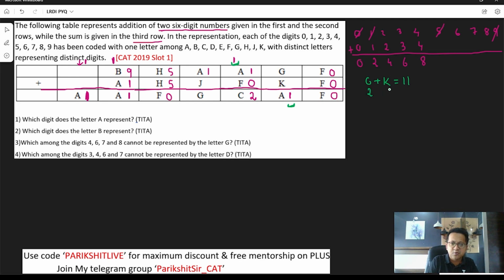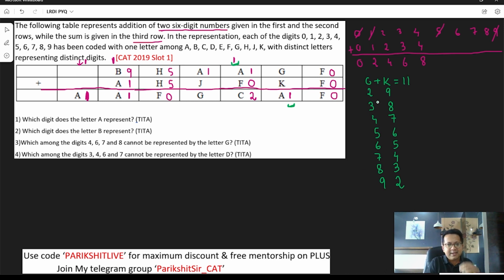So if G is 2, K can be 9. Similarly, if G is 3, K can be 8; 4, 7; 5, 6; next 6, 5; next 7, 4; next 8, 3; and then 9, 2. These are the possibilities for G plus K. We'll figure out which of these are possible. Now let's figure out which of these are possible.